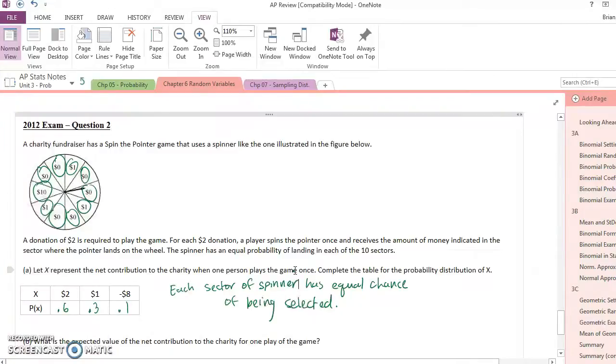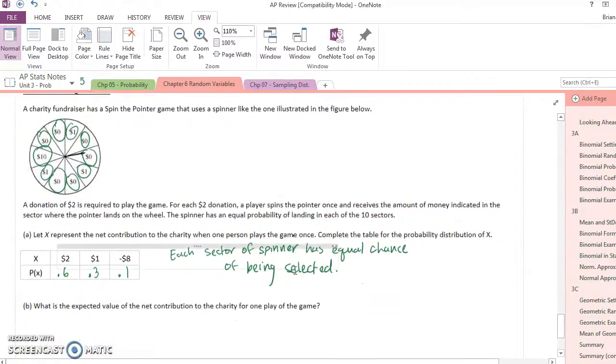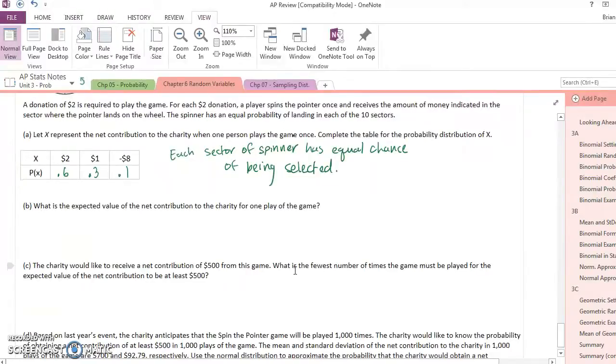Alright, so question B. What is the expected net contribution to the charity for one play of the game? Okay, so this means I'm just looking for the expected value, so I just take the values up here and I multiply by their corresponding probabilities. I should probably put that in parentheses. And I should get the expected value.